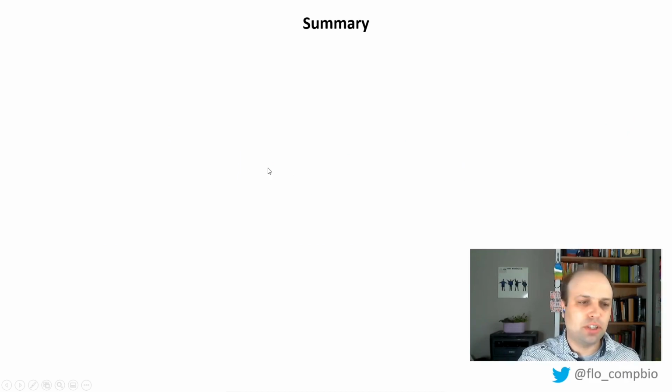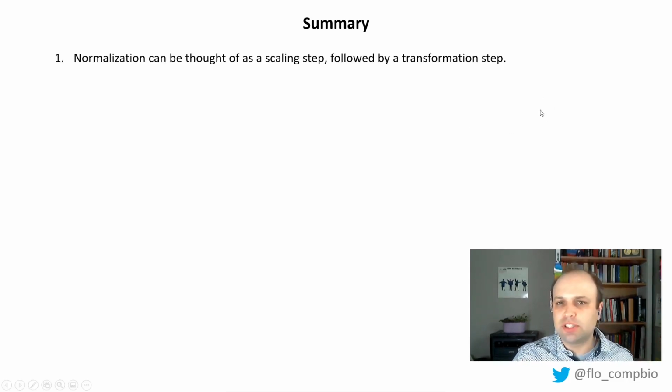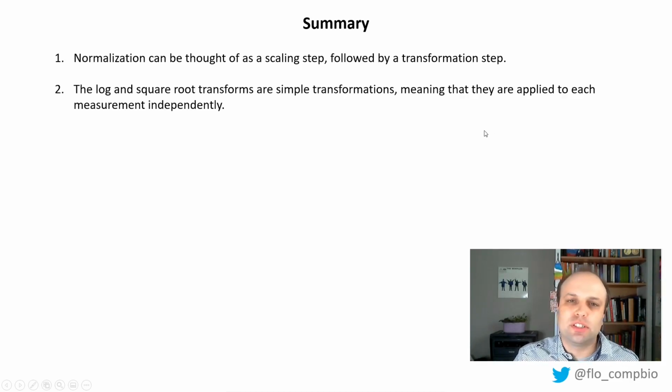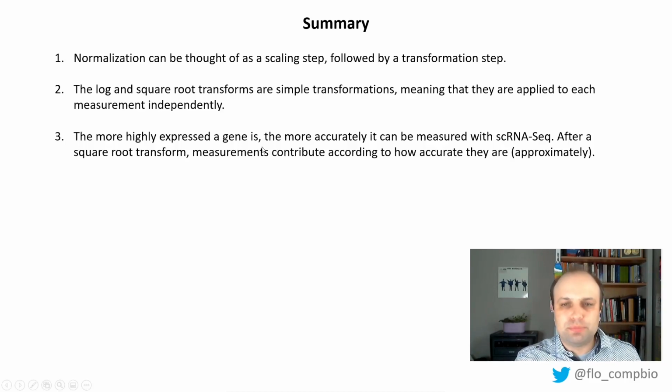I hope you got a somewhat intuitive understanding of these different transformations and the Pearson residuals. So to summarize, normalization can be thought of as a scaling step followed by a transformation step. The log and square root are simple transformations. They are applied to each measurement independently, whereas the Pearson residuals look at the mean, and as a result, they weigh genes based on how non-uniformly expressed they are.